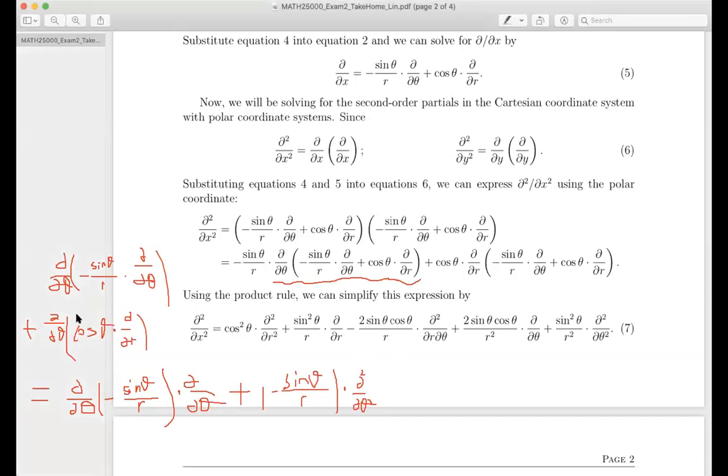The similar idea, you can do the product rule for this term as well. I will skip this. All right, question? Yeah, sure.